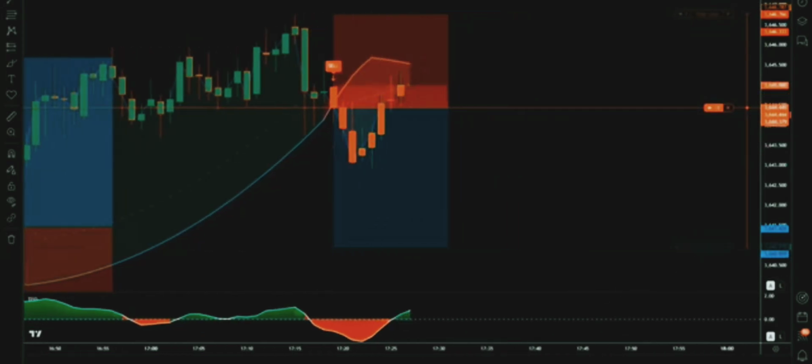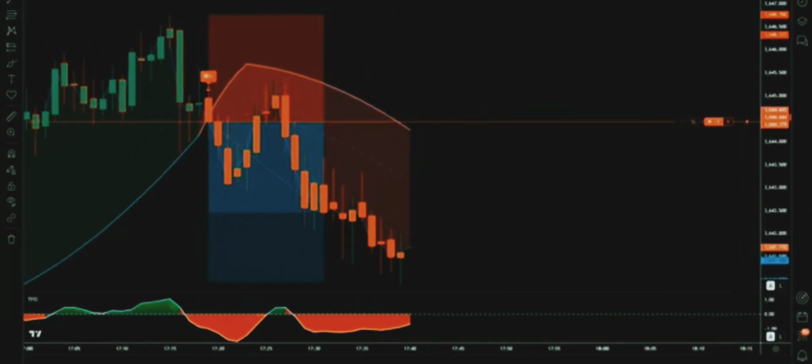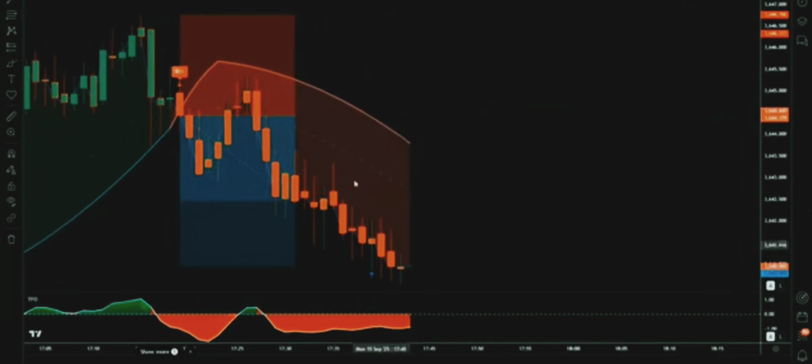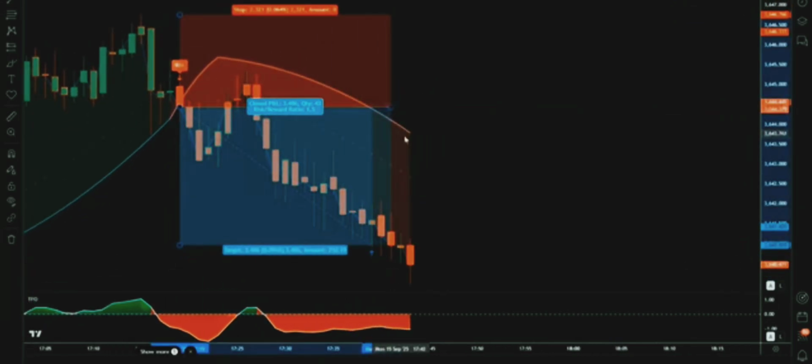Let's see what happens to our trade. Our trade is running in profit. The market has completely hit the target. Let's find the next trade.